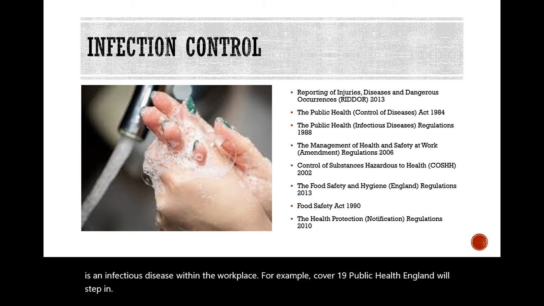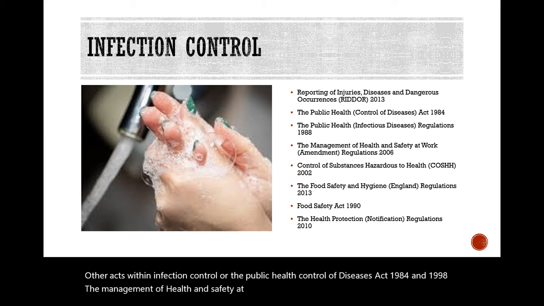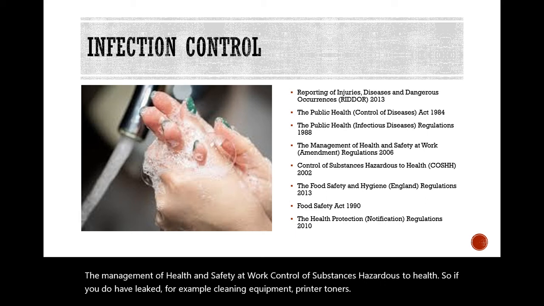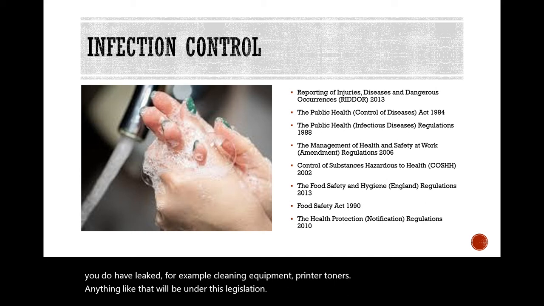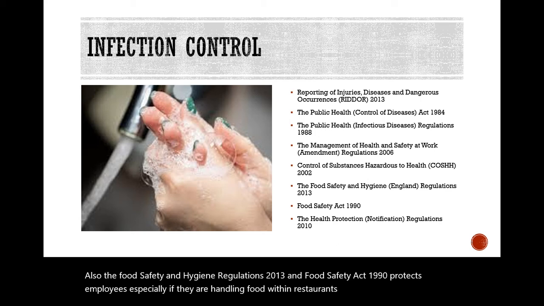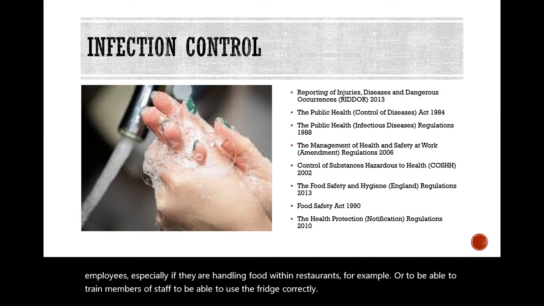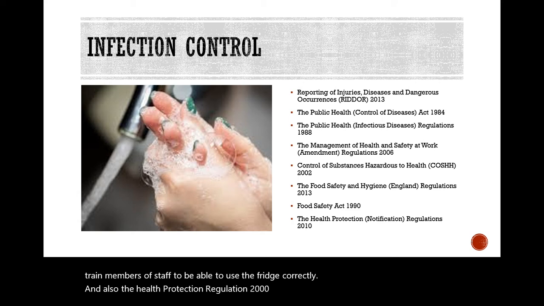Other acts within infection control are the Public Health Control of Diseases Act 1984 and 1998, the Management of Health and Safety at Work Regulations, and the Control of Substances Hazardous to Health. So if you do have bleach, for example, cleaning equipment, printer toners, anything like that, that will be under this legislation. Also, the Food Safety and Hygiene Regulations 2013 and Food Safety Act 1990 protect employees, especially if they are handling food within restaurants, for example, or to be able to train members of staff to use the fridge correctly. And also the Health Protection Regulation 2010 comes under infection control.